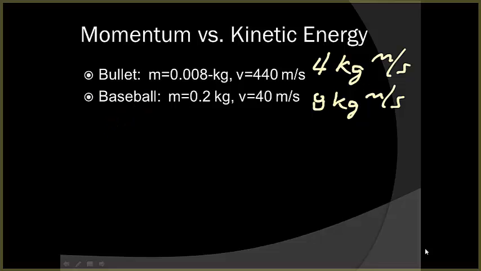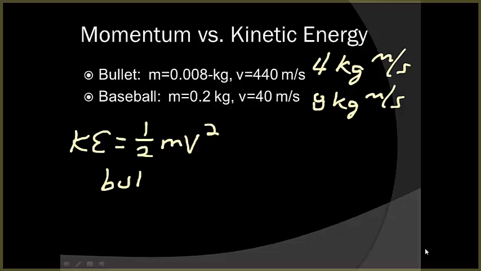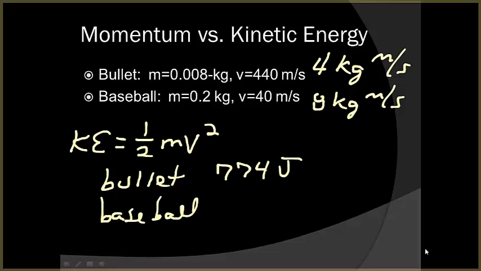But if we think about this from an energy standpoint and use our equation for kinetic energy, substituting the values, the bullet would have a kinetic energy value of 774 joules. The baseball would have kinetic energy of 160 joules. So see how they're actually measuring different things. If we think about a bullet, we know a bullet is going to do more damage to us if it hits us. That's because it has more kinetic energy. A baseball, however, is going to have more momentum traveling at those given speeds and would actually be harder to stop.